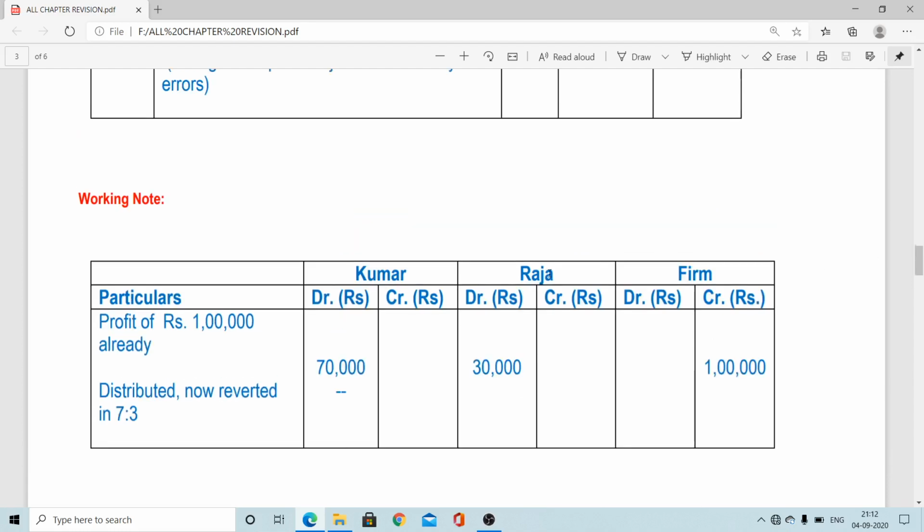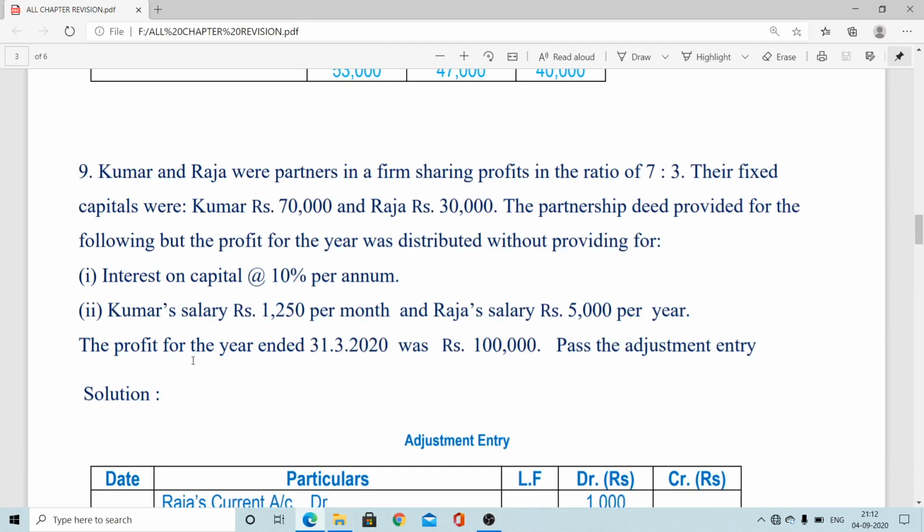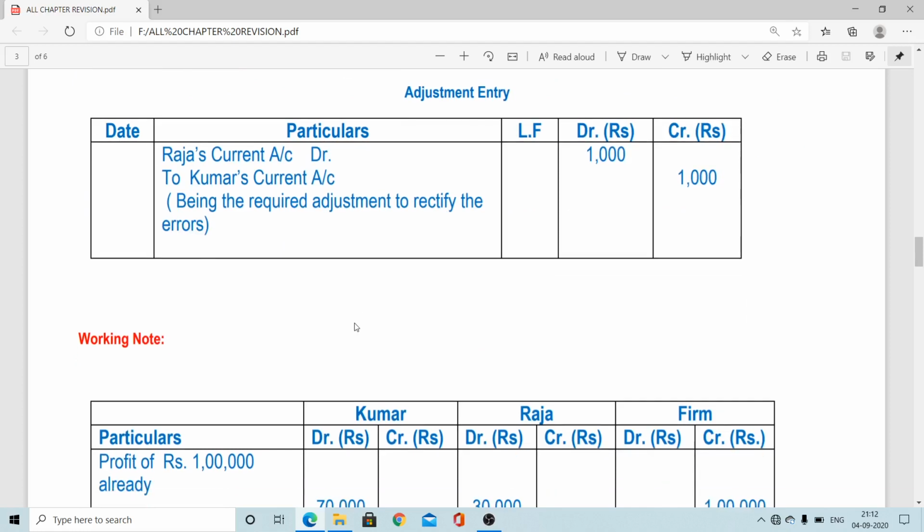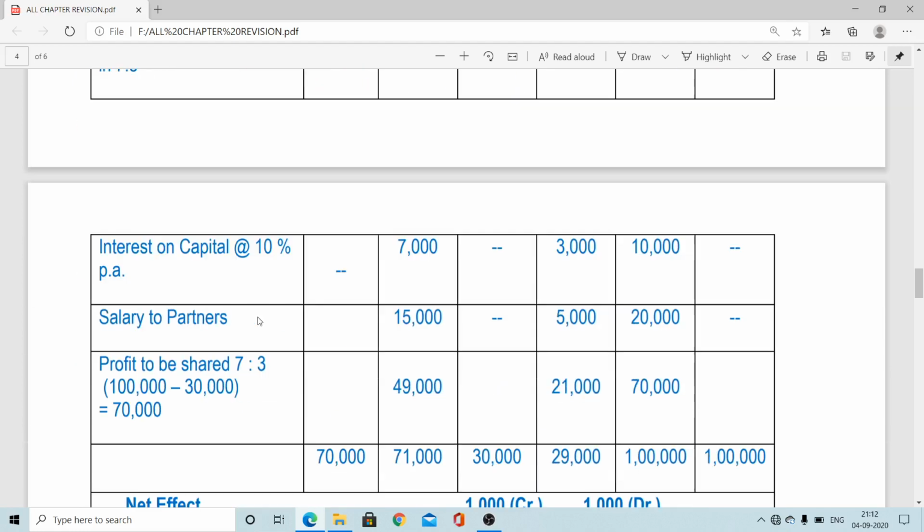Afterward, according to the partnership agreement, according to the partnership deed, interest on capital as well as salary, first of all, we have to credit to the respective partner. So here is the second phase, interest on capital, it will be credited at 10%, that is 10% of 70,000, 7,000, as well as 3,000, total 10,000. So the total 10,000 related to interest on capital is credited, and from the firm side it is debited.